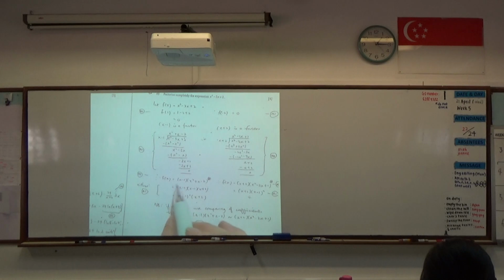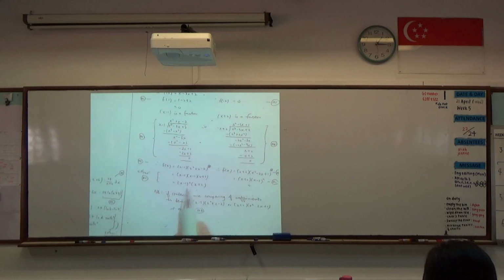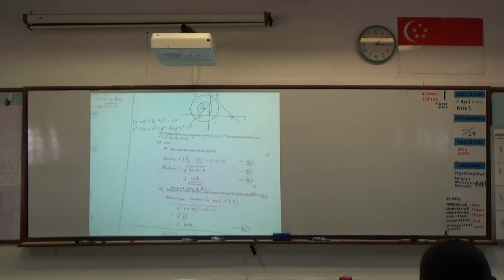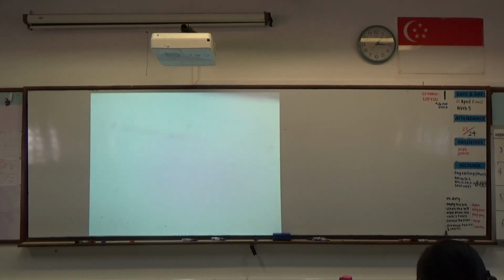Then f(x) is equal to (x minus 1) times (x squared plus x minus 2), which is the quotient here. Factorize fully. Okay. Then partial fractions, can do. Right?